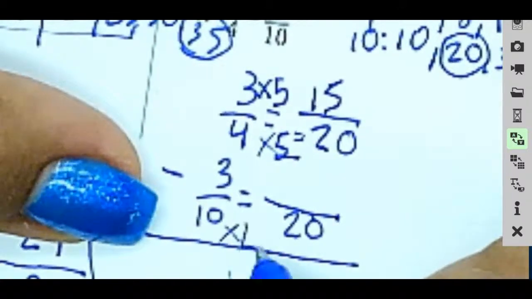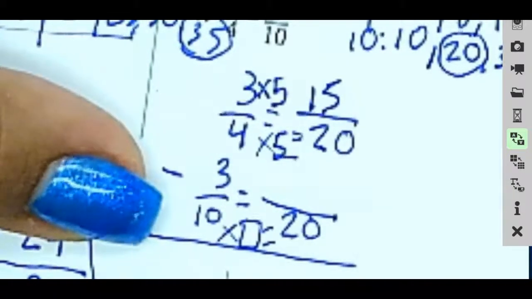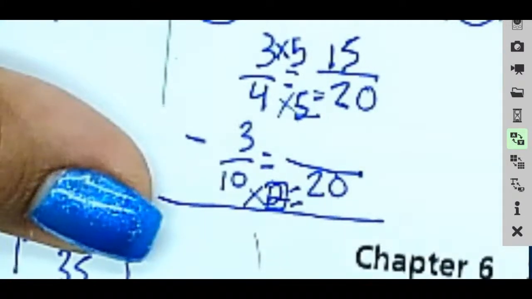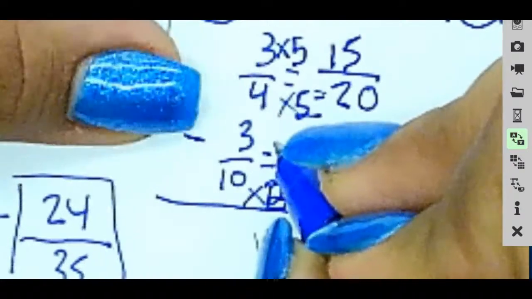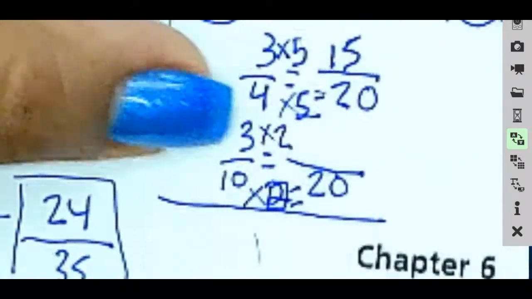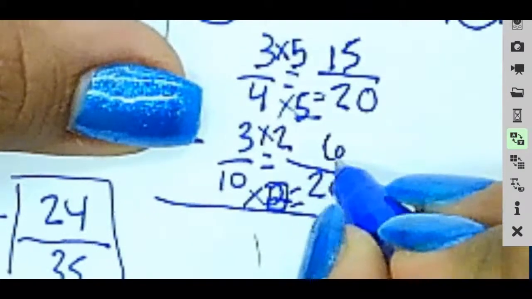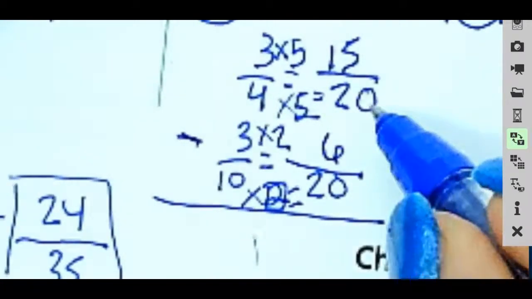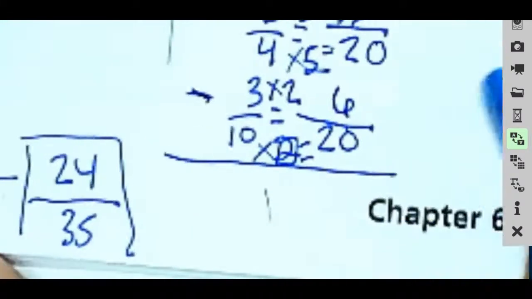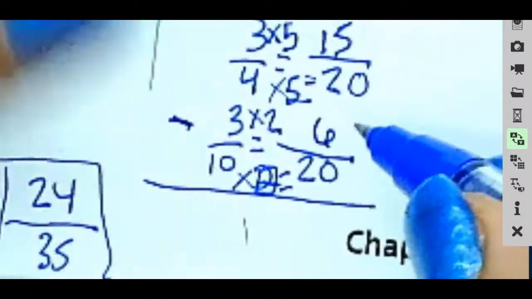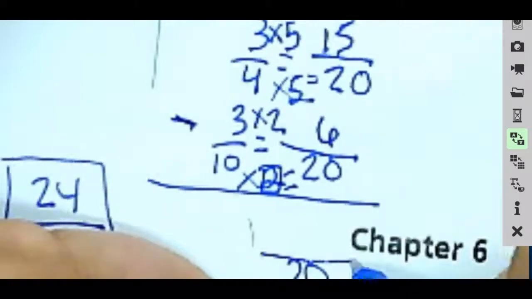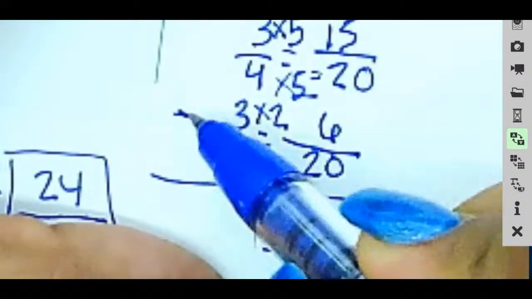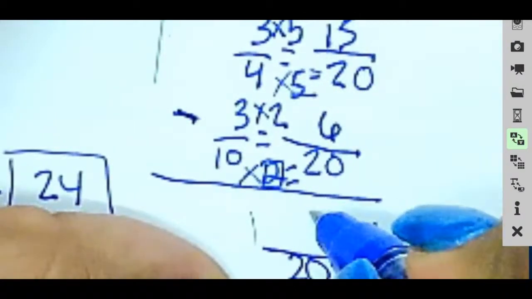Now I need to do the bottom. 10 times what number will give me 20? Okay, if you said 2, that is correct. So if I multiply the denominator by 2, I need to multiply the numerator by 2. So what's 3 times 2? 6, right? 6 over 20. Now I'm ready to subtract because they're all the same denominator. And in my answer, my denominator is going to be 20 as well. Now I just need to subtract the numerators, which is 15 minus 6. And that should come out to 9.